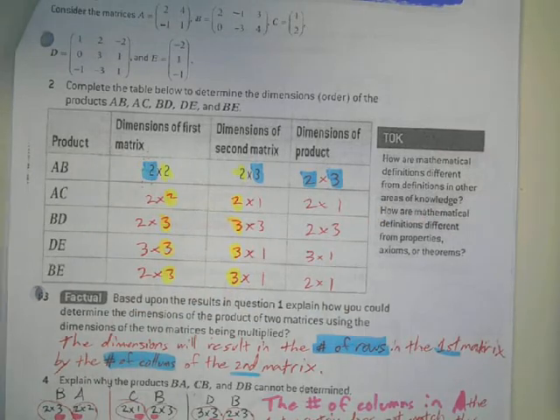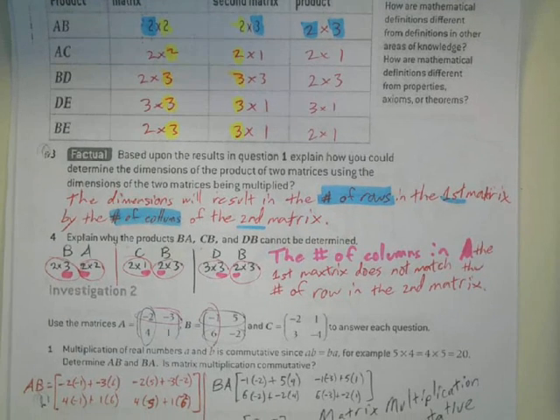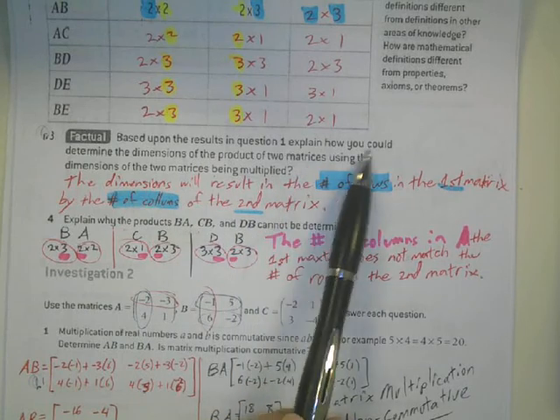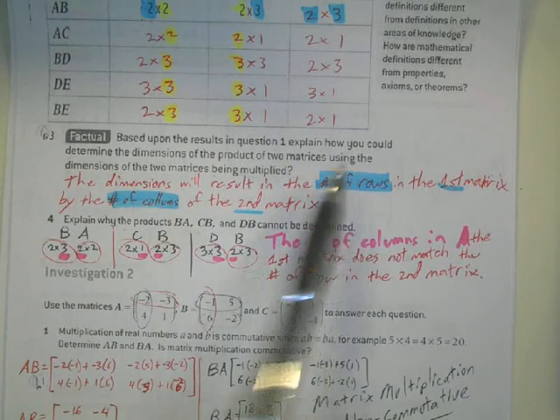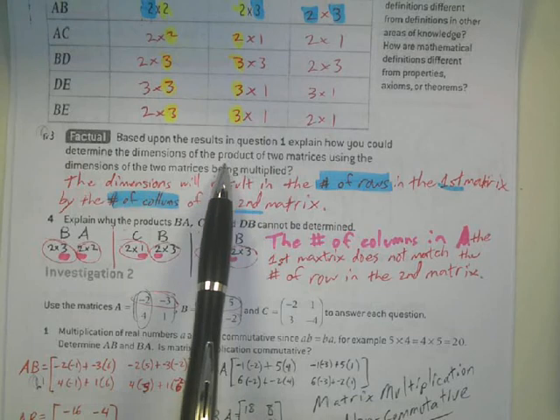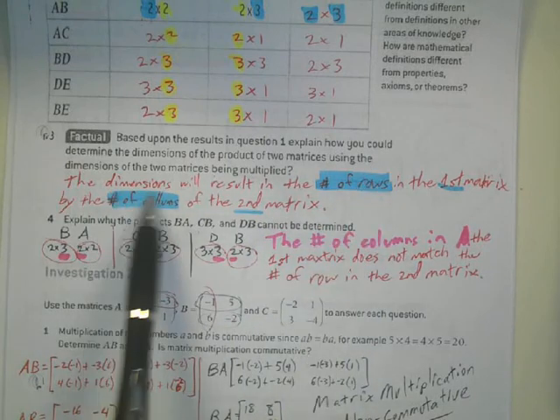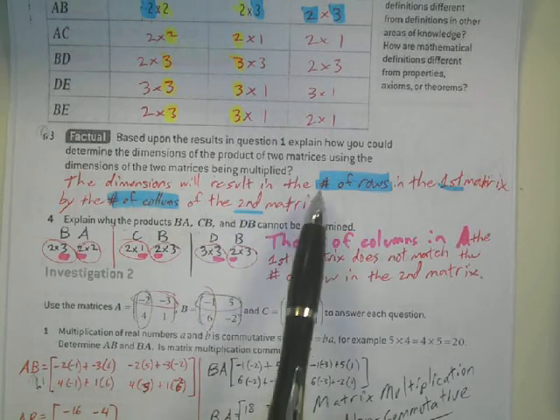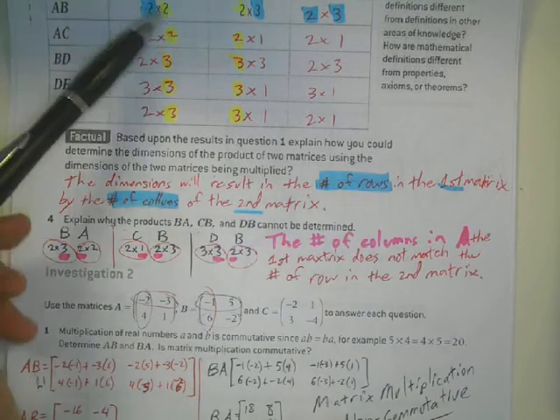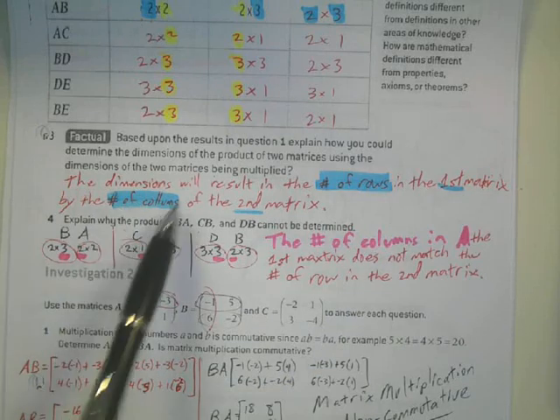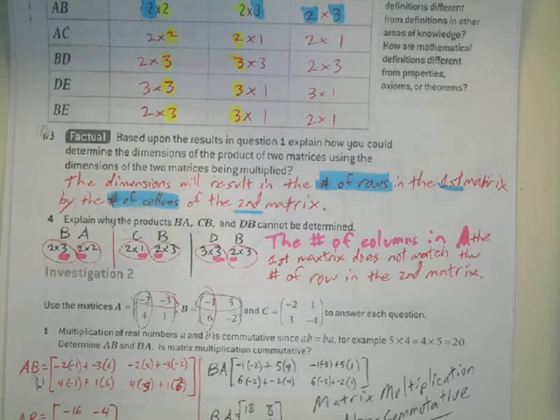So you may want to check your answers here. I'll just let you see here. So, based on the results of what we just did in question 1, explain how you determine the dimensions of the product of 2 matrices. So basically the dimensions of the new matrix is going to be the number of rows of the first matrix by the number of columns in the second matrix. Okay.